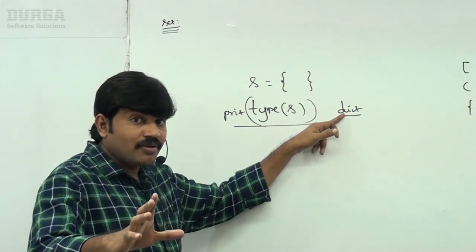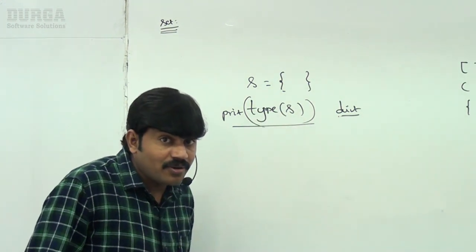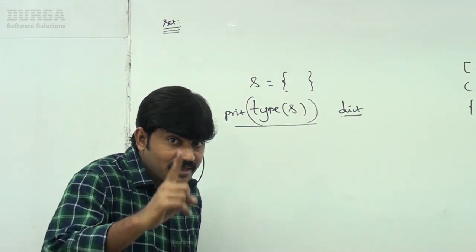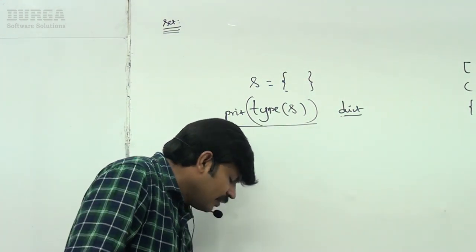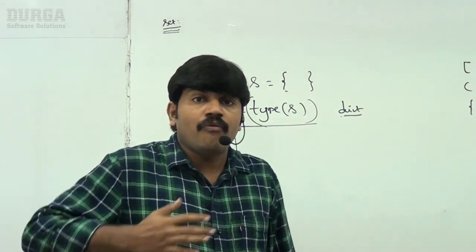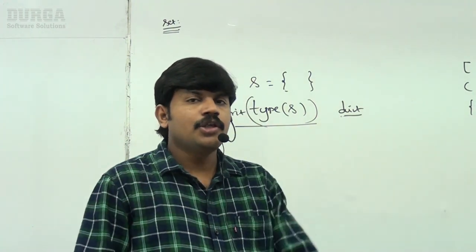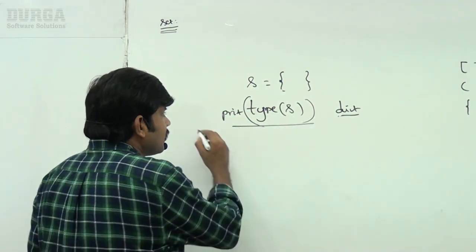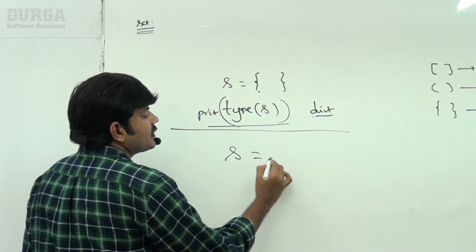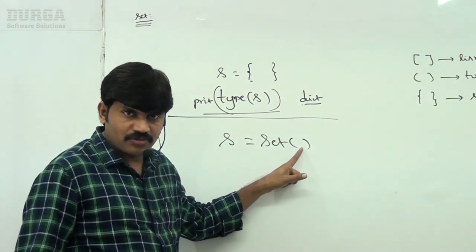Okay, well, so sir, just observe carefully. Curly brace open and close. It is not a set. It is the dictionary. Okay, well, then immediately you ask, sir, if it is the empty dictionary, how can I create an empty set? What is the way? If you want to create an empty set, the option is S is equal to set function, you have to call.